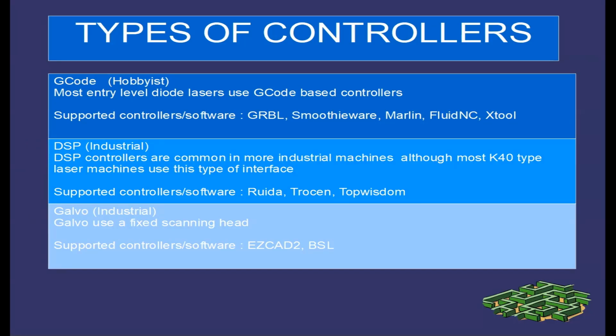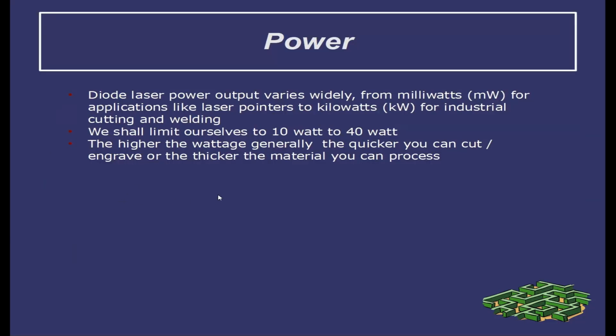They have the fixed scan head, and they actually move the image around to create the image that the laser burns. Now, the power of the laser varies quite a bit, from milliwatts right the way to the applications of kilowatts for industrial stuff. We'll limit ourselves to 10 to 40 watts for this explanation at the moment. The higher the wattage, generally, the quicker you can cut or engrave, or the thicker the material you can go through. Now, obviously, one depends on the other, so they're both interlinked. The quicker and the thickness.